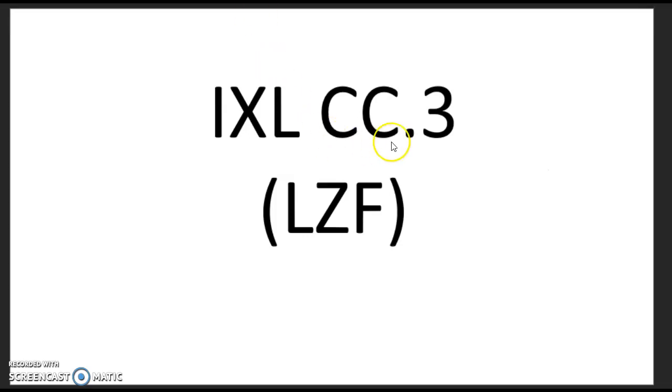This IXL is going to go IXL CC3 LZF. I am going to do 2 examples in the IXL to help you reference should you need some help.